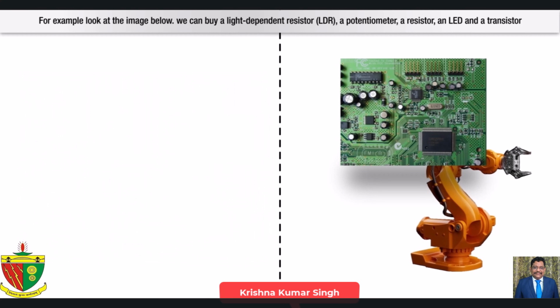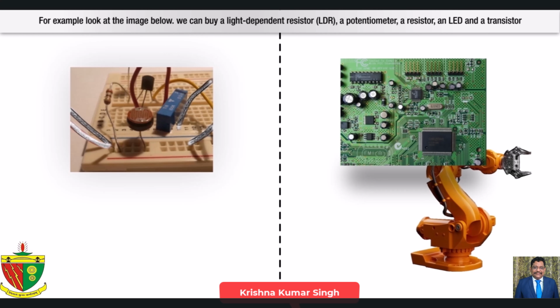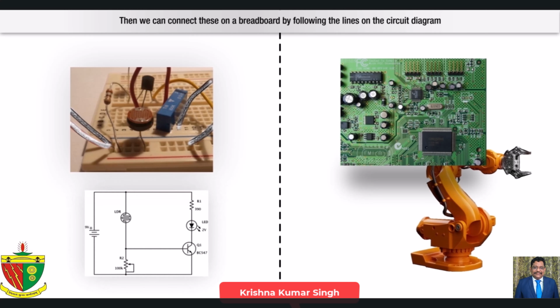For example, look at the image below. We can buy a light-dependent resistor, LDR, a potentiometer, a resistor, and an LED and a transistor. Then we can connect these on a breadboard by following the lines on the circuit diagram. I would then have a circuit that has the specific function that this diagram was made for.